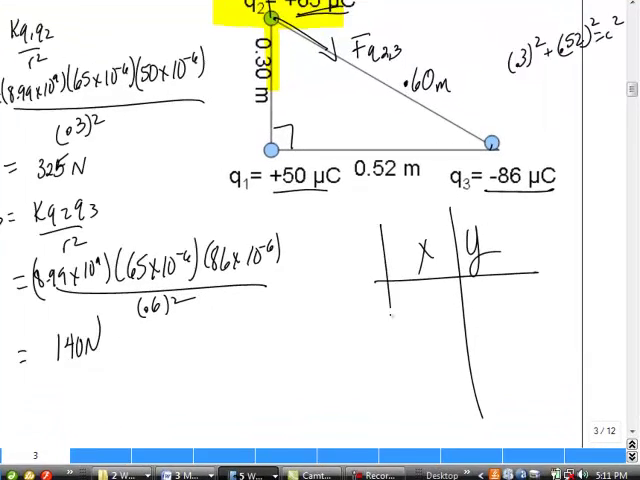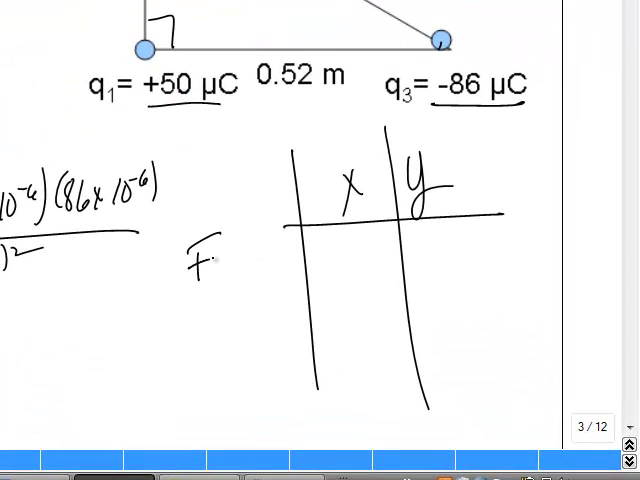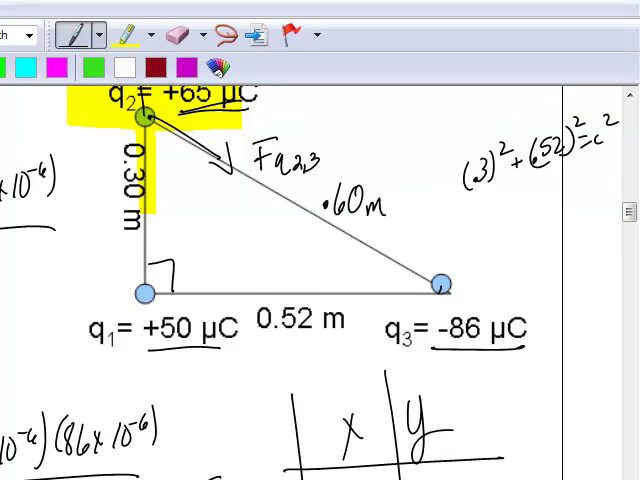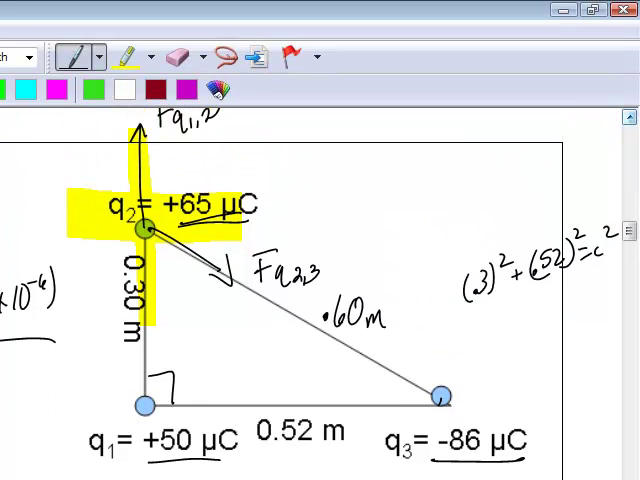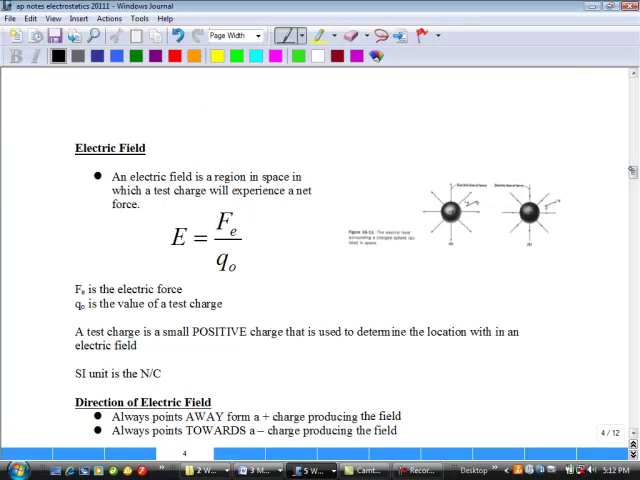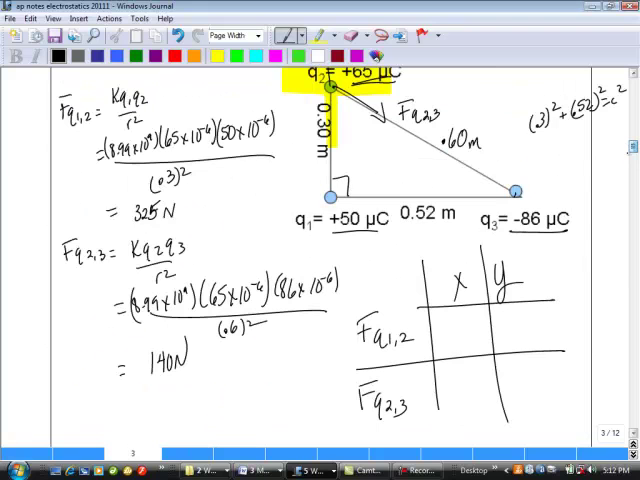I'm going to have X and Y components. I'll have the force between Q1 and Q2. And I'll have the force between Q2 and Q3. Let's do the easy one first. Look at this force between Q1 and Q2. It is going pure north. So as it goes pure north, my X component will be 0. I'll need to put a positive 325 in that component.